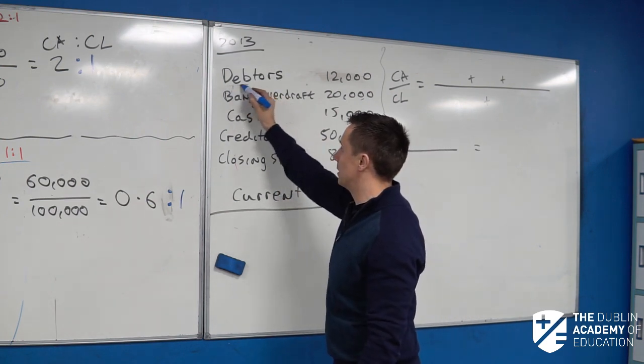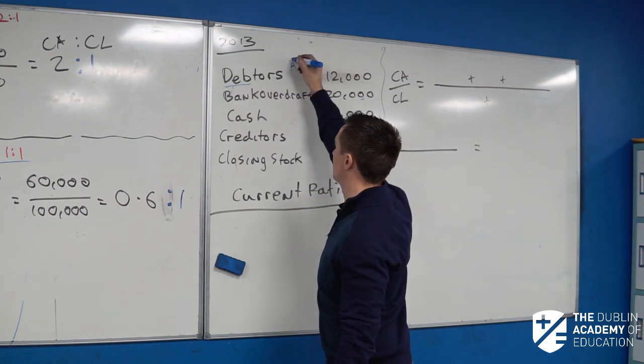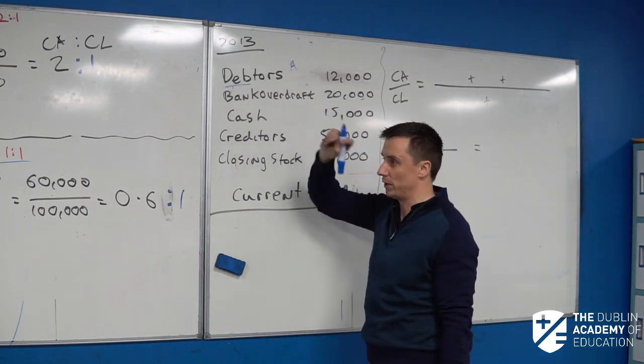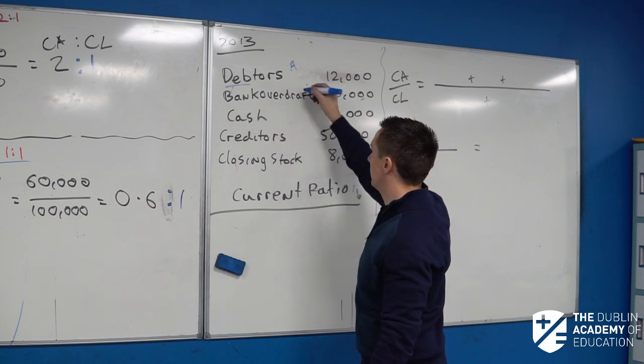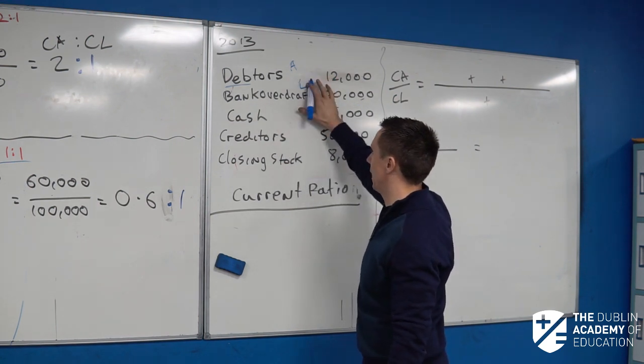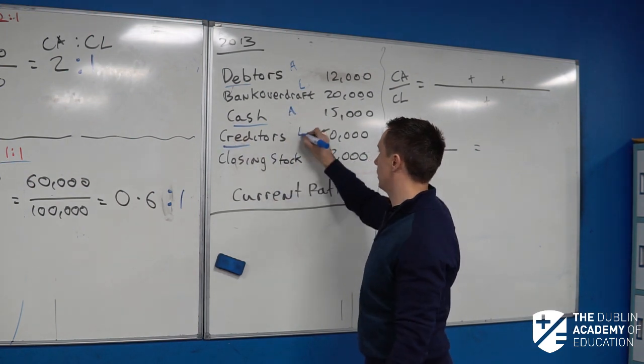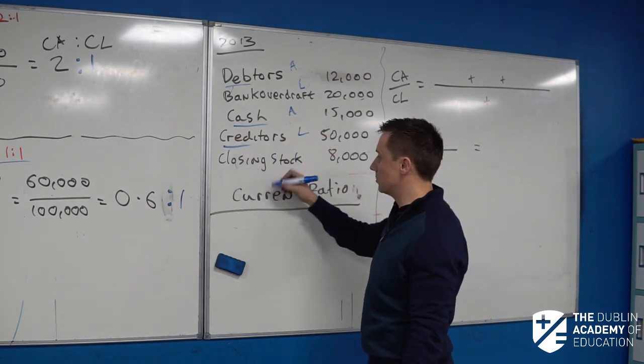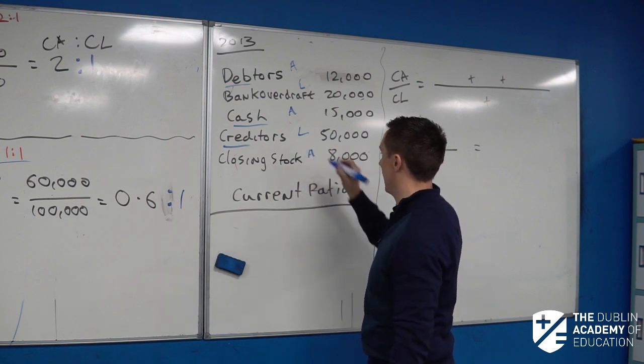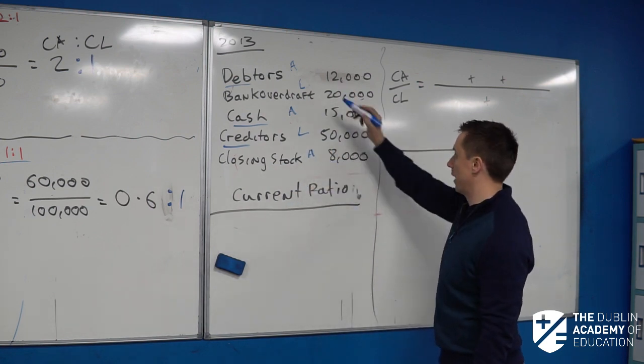Debtors are an asset, because people owe you money coming in. Bank overdraft is a liability, money going out, as you have to pay back a bank overdraft. Cash is an asset. Creditors are a liability. And our closing stock, we can sell that, so we put that down as an asset. So you've got the breakdown of them there.